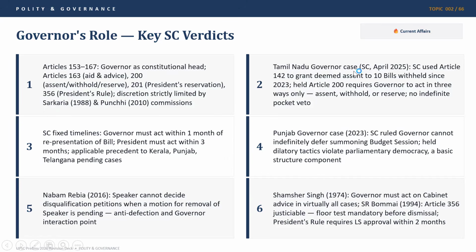Tamil Nadu Governor case, Supreme Court in April 2025. The Supreme Court used its special powers under Article 142. Again, a very important article. There have been PYQs in which this article has been asked directly. So the SC used the special powers to grant deemed assent to 10 bills which were withheld since 2023 by the Tamil Nadu governor.